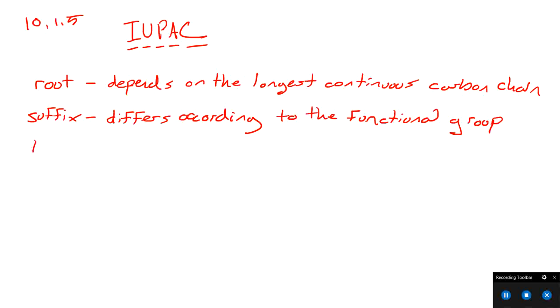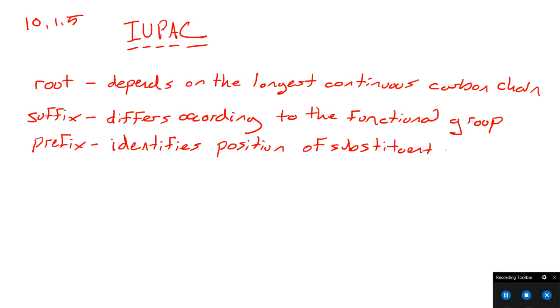And then lastly, there's the prefix. What comes at the beginning of the word identifies the position of any substituent groups. So that's any branching groups, and you'll see what I mean by branching groups in a little while.